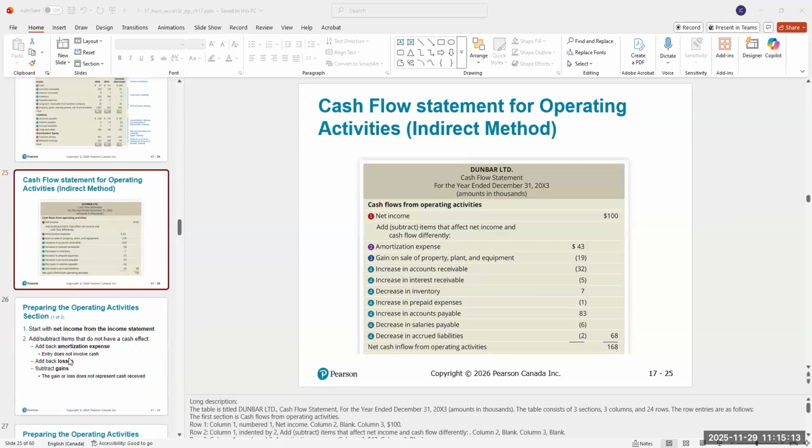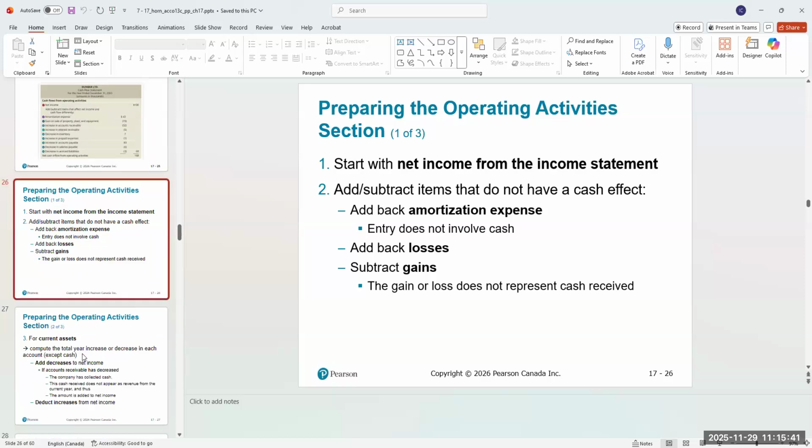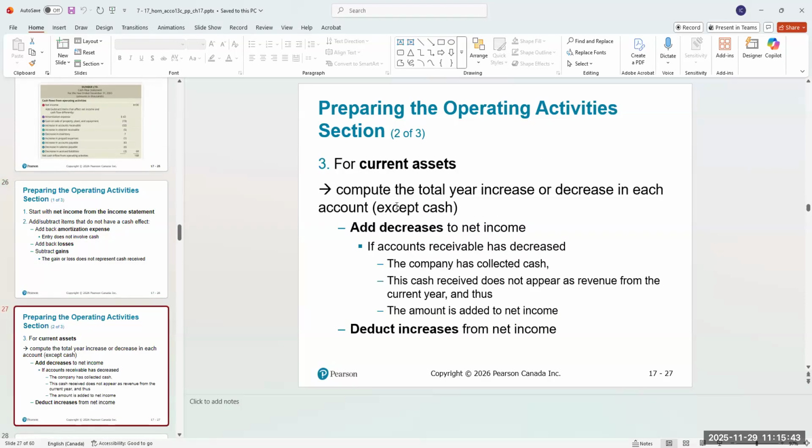That's how we calculate. Now, the preparation of the operating activities, again, there's an explanation of how we start, what we add, what we subtract. Again, any non-cash expenses have to be added back. Plus, we add back the losses. We deduct gains. Then we go with the working capital. First, we chase the current assets.